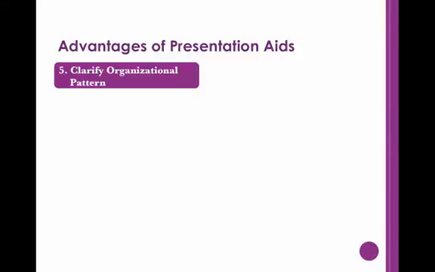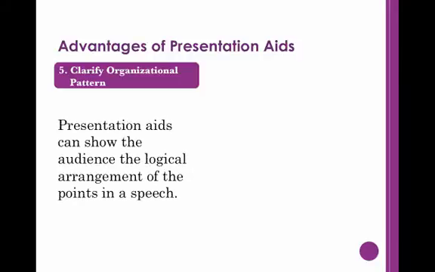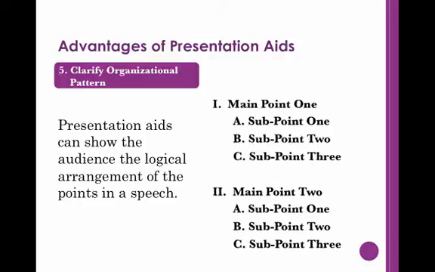The fifth advantage of presentation aids is that they can clarify the organizational pattern of a speech. Even when you think the organizational pattern of your speech is logical and fairly obvious to the audience, you need to remember that the ear is a very poor information gathering device. In general, people have poor listening skills, which means they are likely to get lost easily when their attention wanders. Using bulleted lists in your speech to illustrate your main points and subpoints, like we are doing in this video, provides a roadmap for your audience to follow as you proceed through the ideas in your speech.